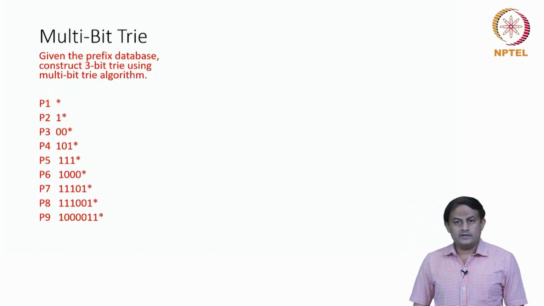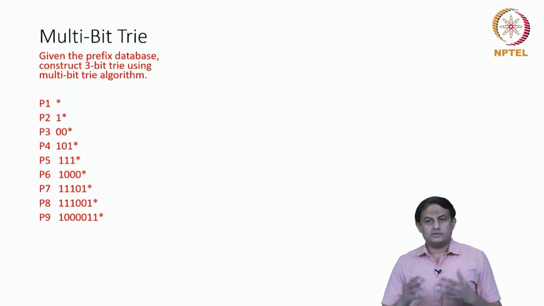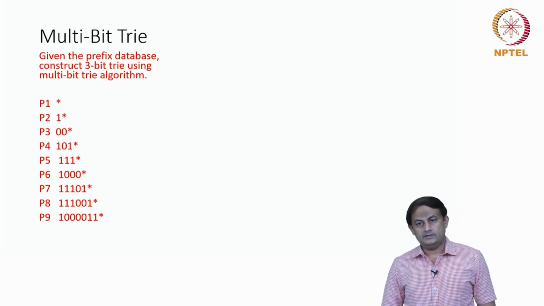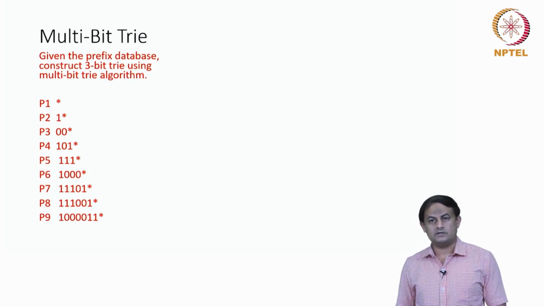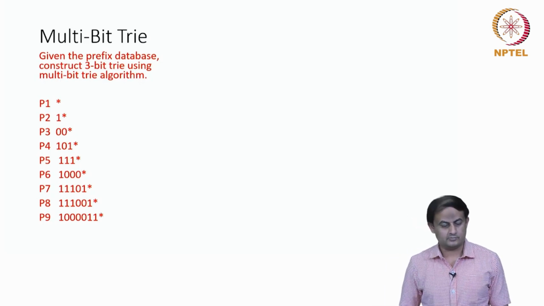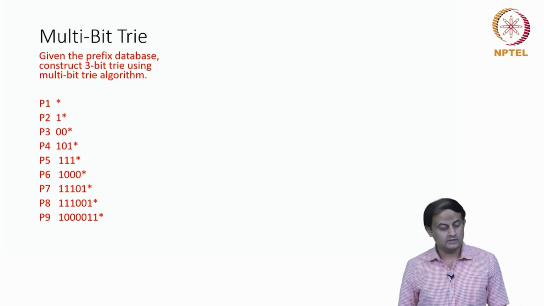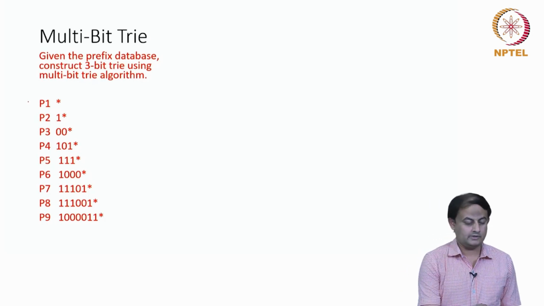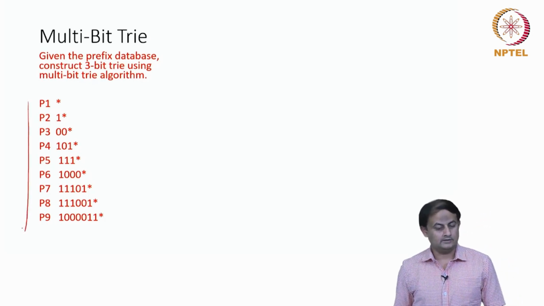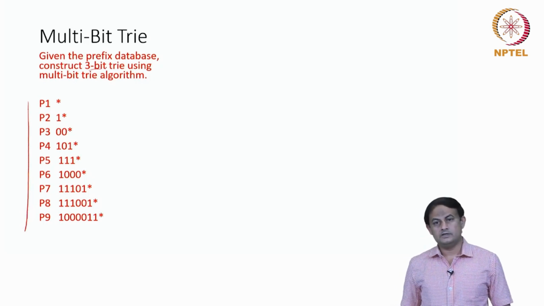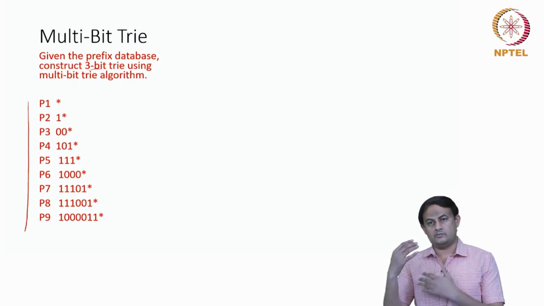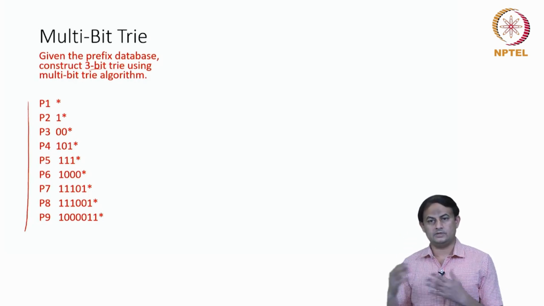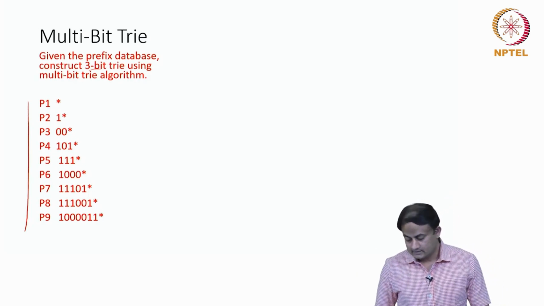So we'll begin by taking one more example of the construction of the multi-bit trie. The multi-bit trie we did discuss in the last lecture. Here is a set of prefixes that are given to us, particularly from P1 to P9, and we are asked to construct a 3-bit trie. Meaning every time you do a comparison, you compare 3 bits at a time.